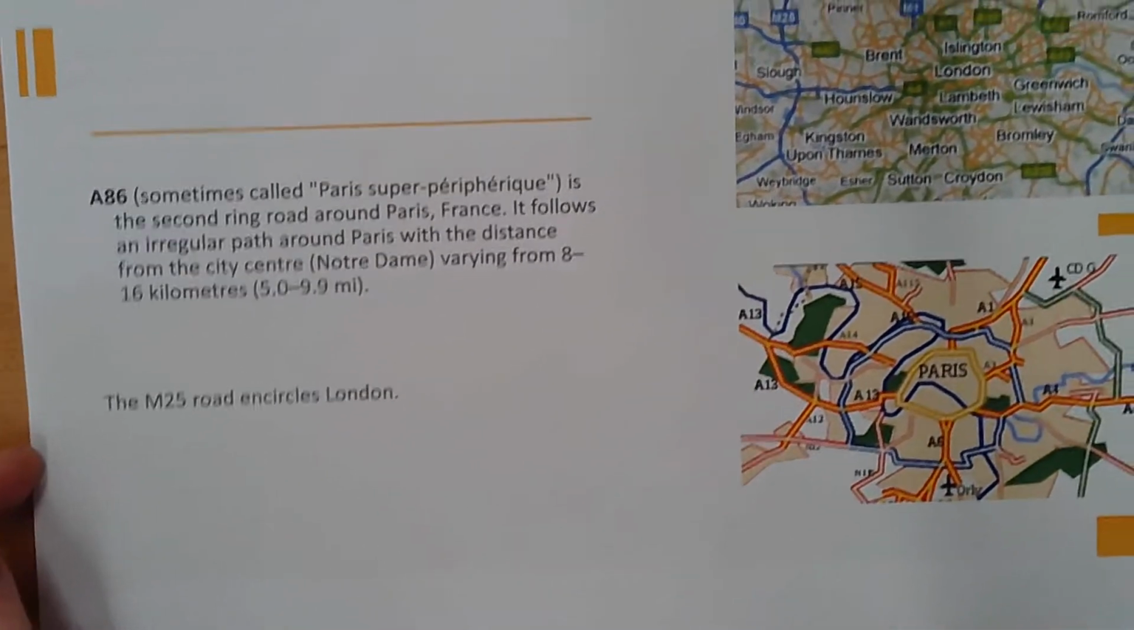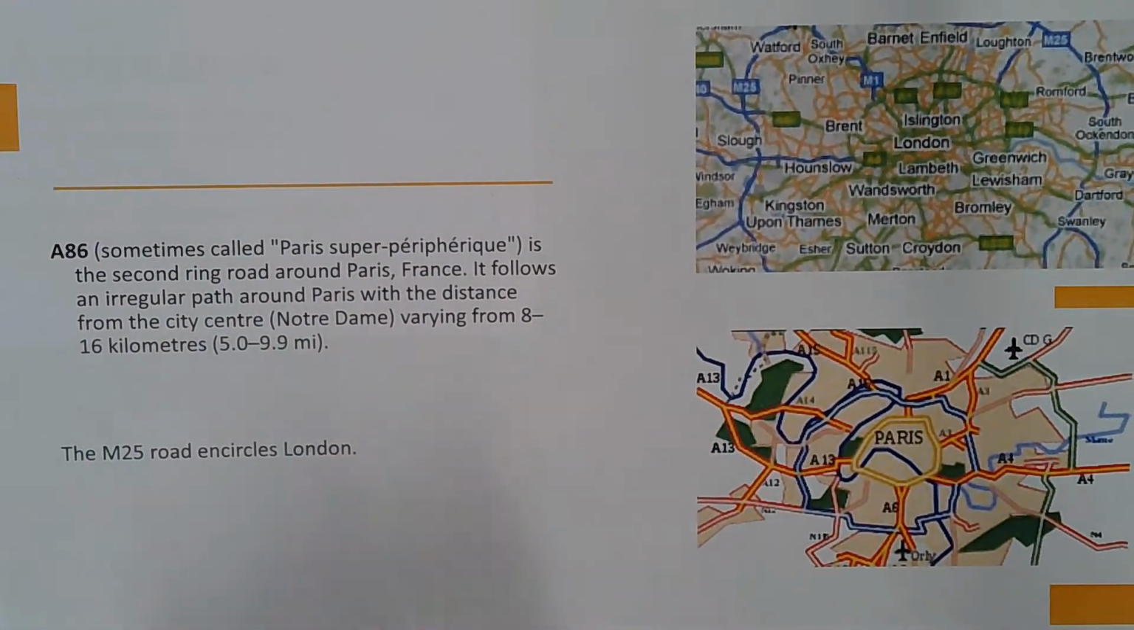Okay, this is human geography, because we're going to talk about the roads and how roads have been placed in these cities by people. The A86 is in Paris, and it's called the Paris Superpériphérique. So périphérique would come from the word peripheral. So the A86 would go around Paris. It's a way of people getting around the city without having to go through the city. It's the second ring road around Paris.